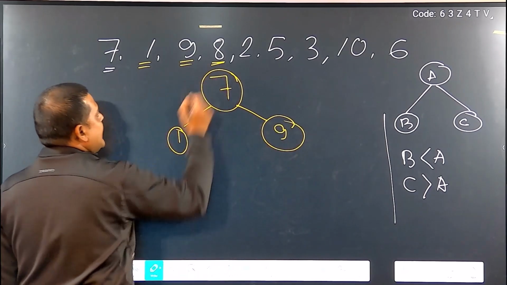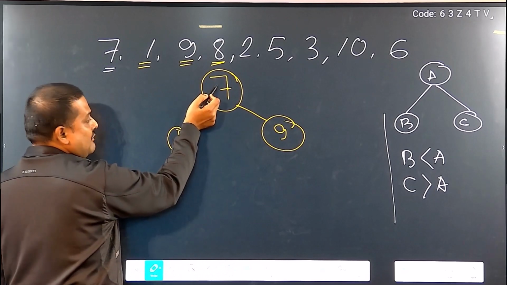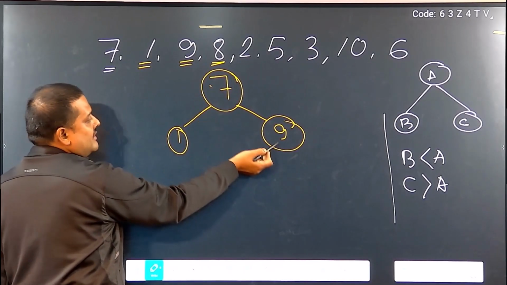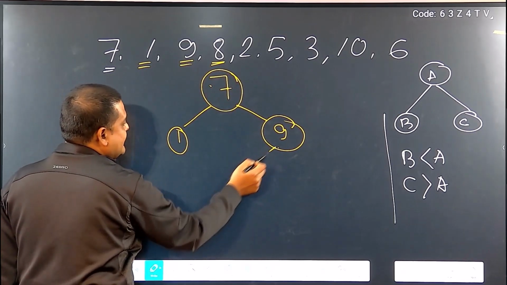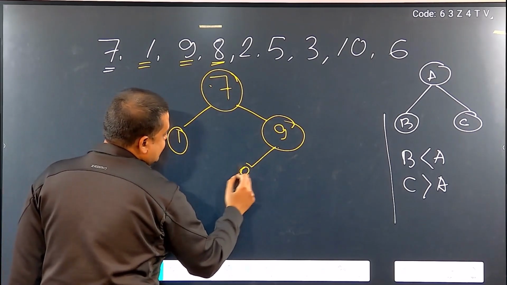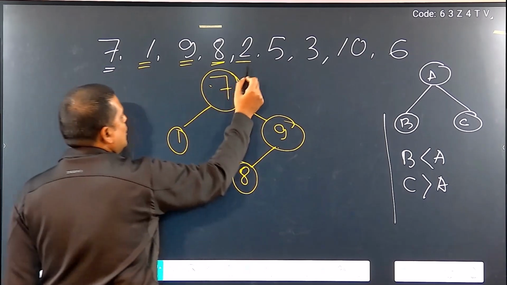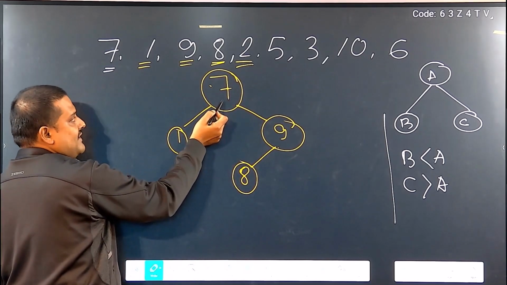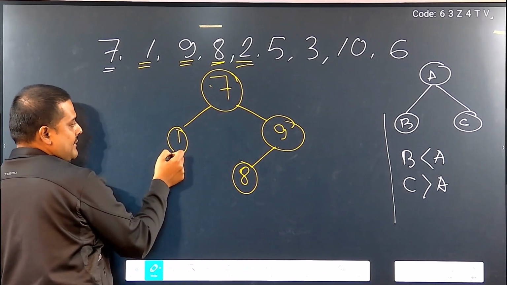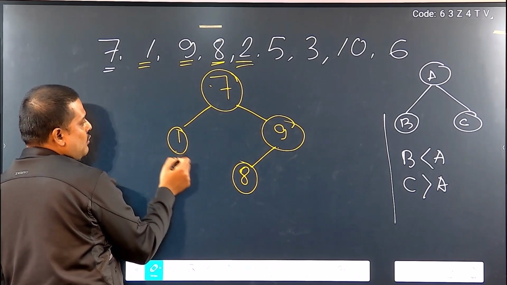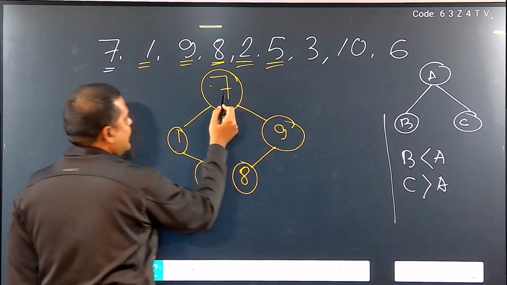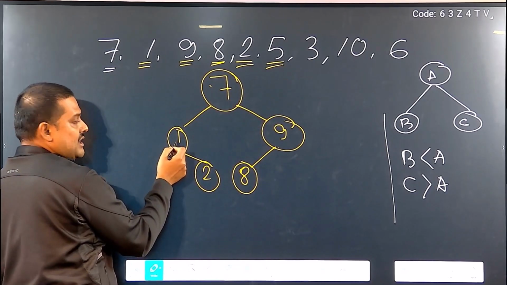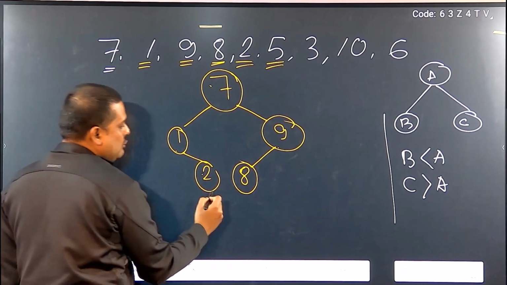Now we are getting 8. I will again compare with 7. It is greater than 7, so we come here, where the value is already present. 8 is lesser than 9, so it will go on this side. Then we are getting 2. Compare with 7 first, lesser than, come here, greater than 1, so it will be its right child.